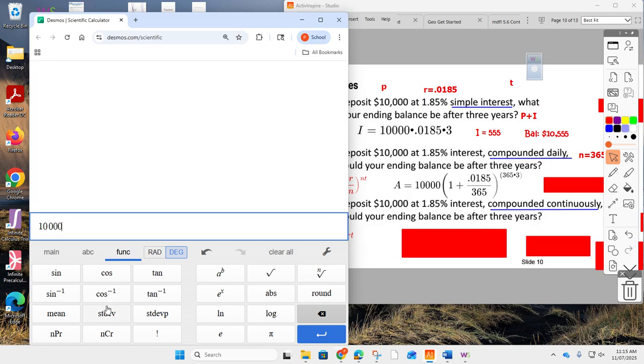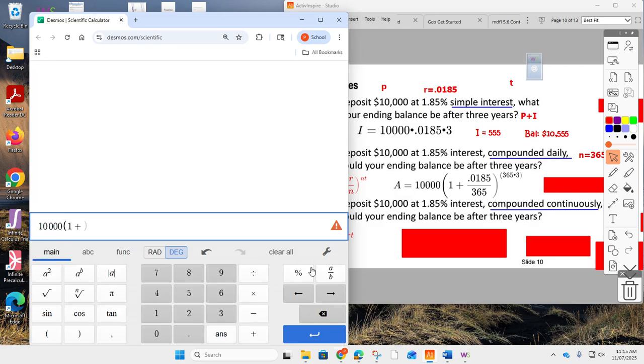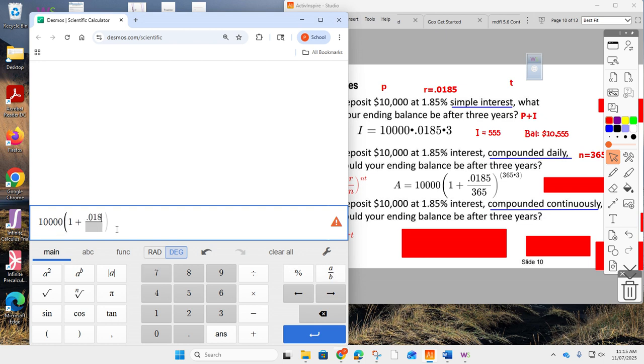Now onto our fraction, so I'm going to use my fraction button on that main screen. I'm going to enter my rate. I'm going to enter my n. I'm going to close my parentheses. Get out of the denominator first and then close my parentheses. I'm going to raise it to this power, so I need a to the b. I need left parentheses, 365 times 3, and close my parentheses.